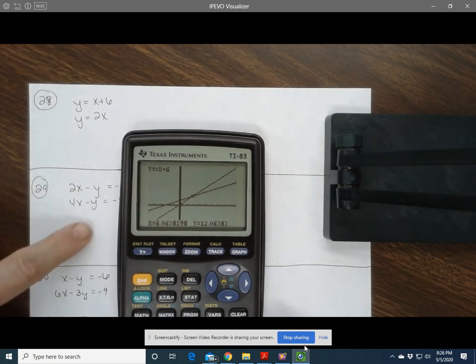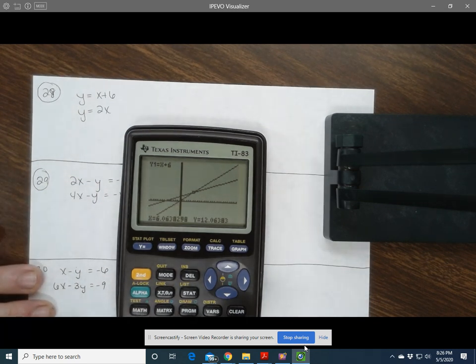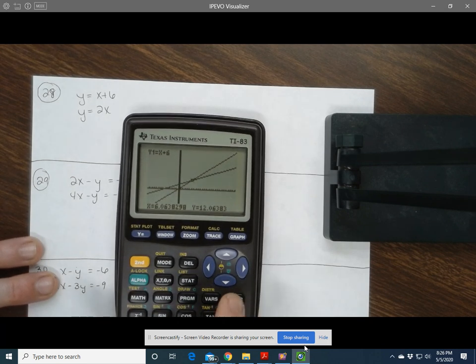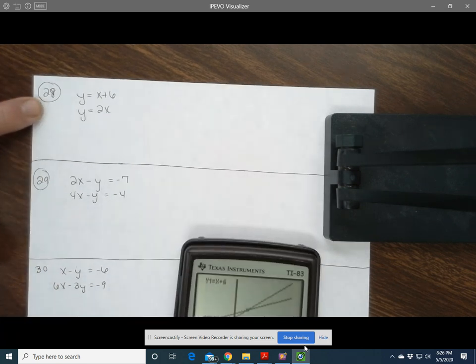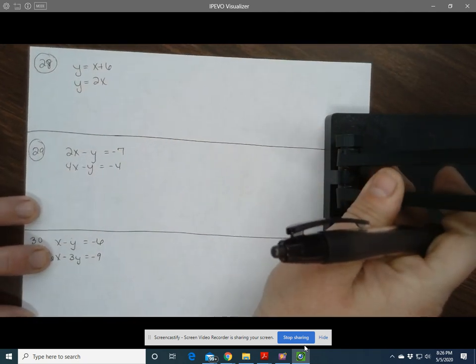Now you could go through the trouble of solving those, but if you do know how to use your graphing calculator, it's just as easy. And if you don't, you can use graph paper, because those two lines are pretty easy to graph rather than doing a whole bunch of math to move those around. But again, questions 28, 29, 30, and 31 are all systems of equations. So each one might have a better method to solve.